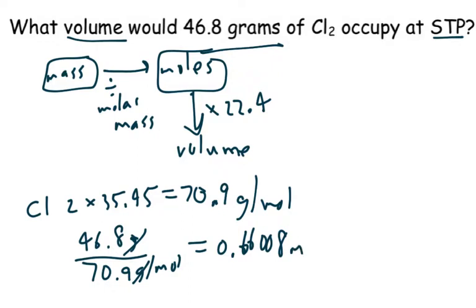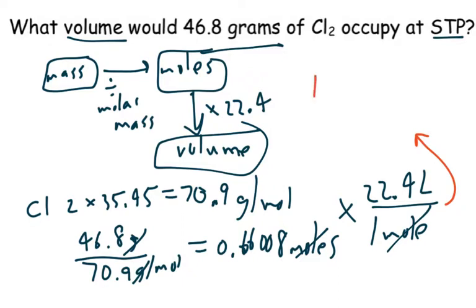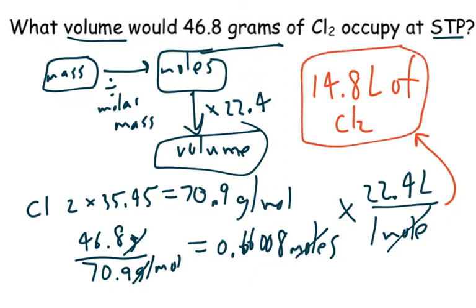So we're now in moles. The next step is to go from moles to volume. You simply multiply by 22.4. There's 22.4 liters in 1 mole, which basically just means multiply by 22.4. So when we multiply, and round this to 3 significant figures, we get an answer of 14.8, and it'll be liters of chlorine gas at STP. So this was a 2-step problem.